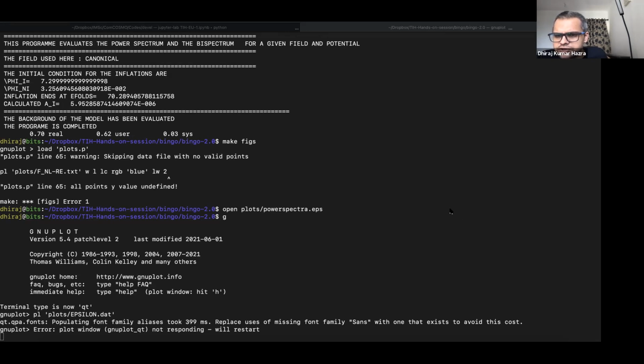That is strange. You are getting this command that the program is completed. The program is completed. You are getting that, right? No, that is, you are not seeing the program is completed. Then you have made a stop statement. Background of the model has been evaluated. Okay. Then you have put a stop statement somewhere in the driver.f90.